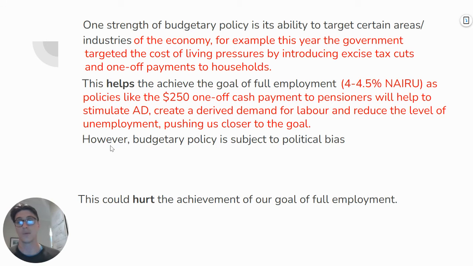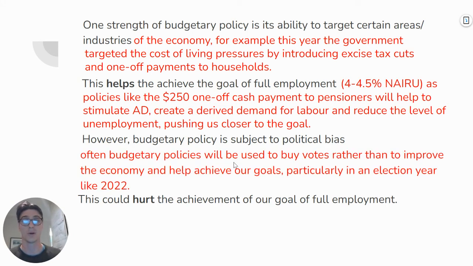So we're going to do the same for weaknesses now. We've said, well, budgetary policy is subject to political bias. Well, why? What is political bias? So often budgetary policies, as you now know, will be used to buy votes rather than to improve the economy. Okay, that's the political bias part, and particularly in an election year like 2022. So then we've said, well, this will hurt the achievement of full employment, but why?